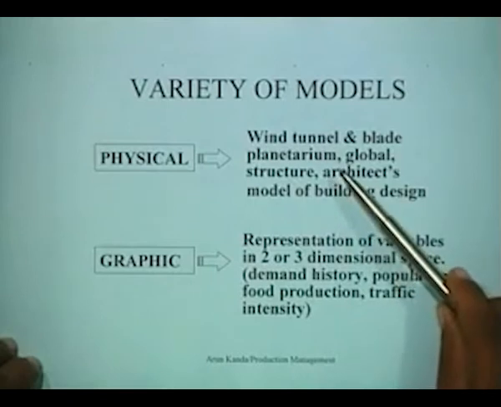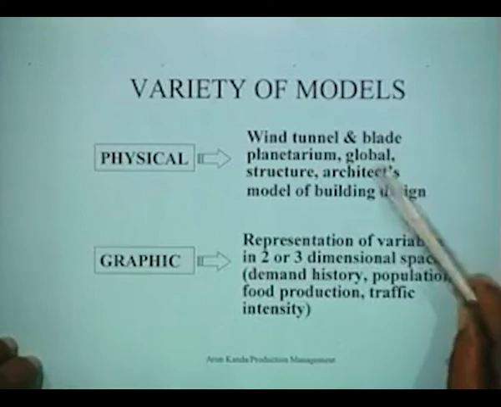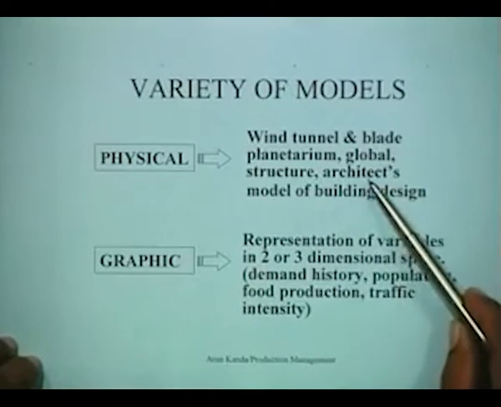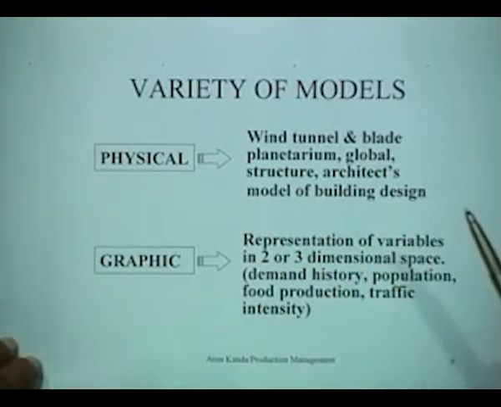Or a planetarium, which is a model of the universe, which will talk about the global structure. Or you would talk about the architect's model of building design, which is again a physical model. The major advantage of physical models is that they help you understand and appreciate how the whole would look together, and can therefore help you in forming some opinions or making some decisions.